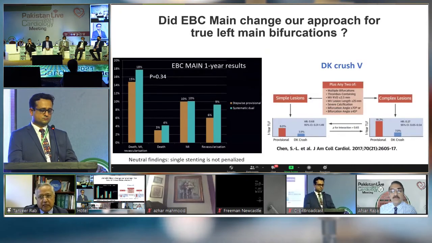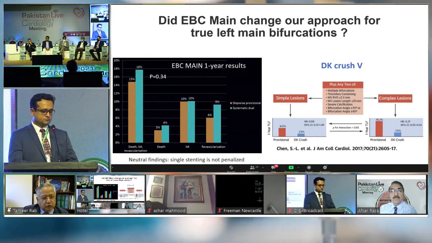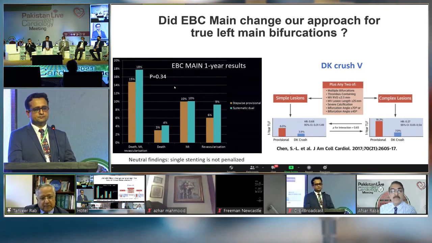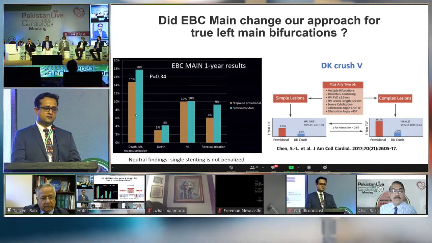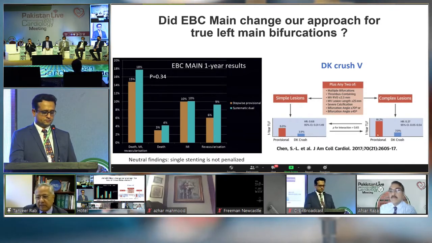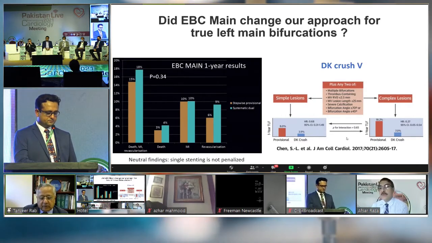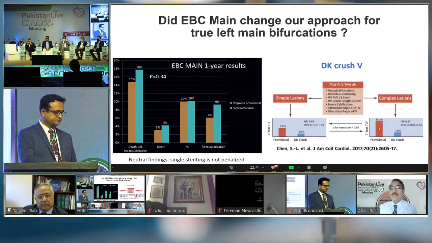Did the EBC Main trial really change our approach for true left main bifurcations? The answer is probably not, because at 1 year the findings were neutral and did not reach statistical significance for either stepwise provisional or systematic dual stenting. Stepwise is in brown, and the mauve color is dual stenting. The conclusion was that single stenting is not penalized compared to upfront two-stent techniques. On the other hand, in DKCRUSH, where complex left main bifurcations were divided between the DK crush technique and provisional, the target lesion failure was clearly worse with the provisional approach versus the DK crush technique. So did it change the algorithm that we published in 2017?